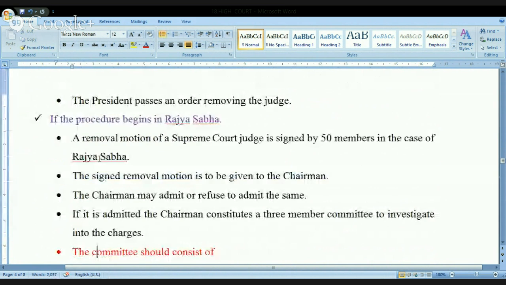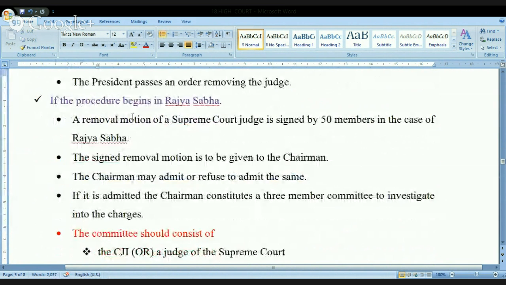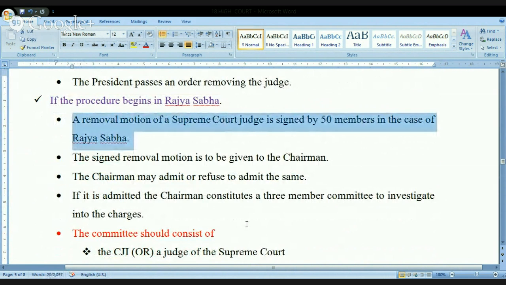In a similar manner, if the procedure begins in the Rajya Sabha, it is the same procedure, but the only difference is that it should be signed by 50 members of the Rajya Sabha. Because it is from the Rajya Sabha, obviously the Rajya Sabha members will be submitting a notice to the chairman of the Rajya Sabha. If it is signed by a minimum of 50 members, that will be accepted by the chairman of the Rajya Sabha.